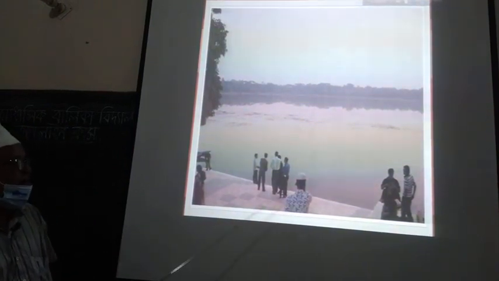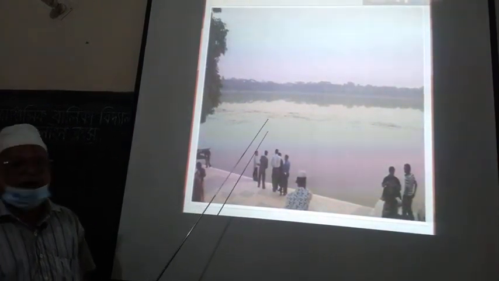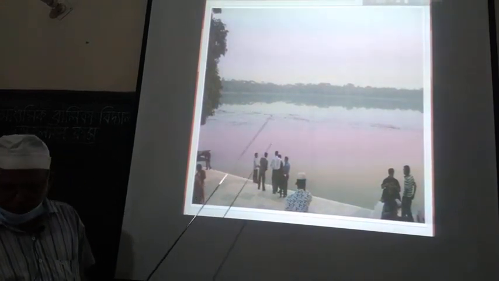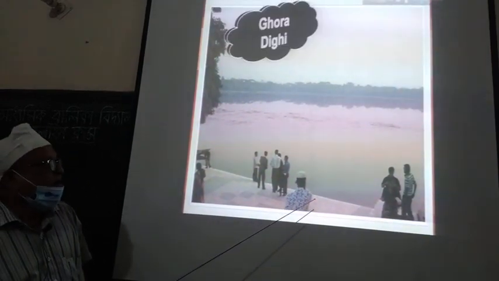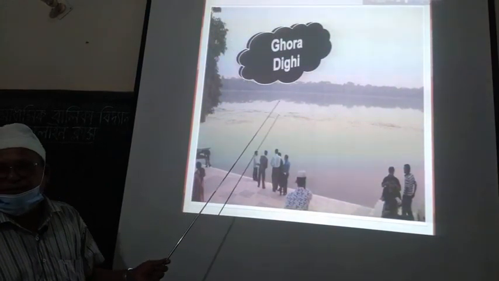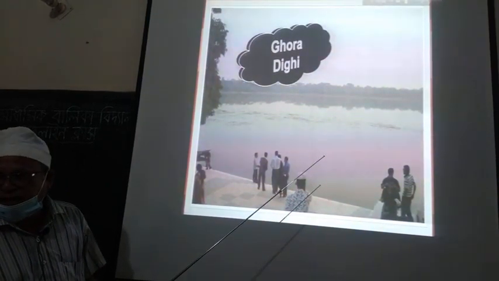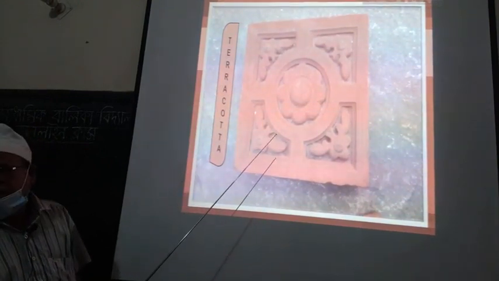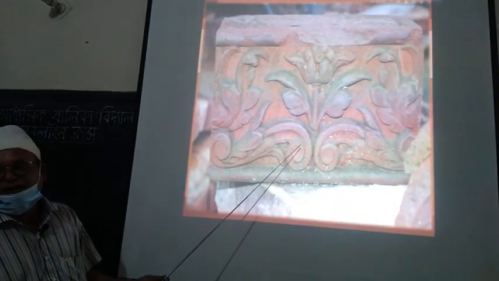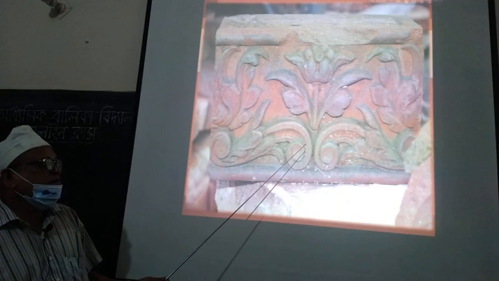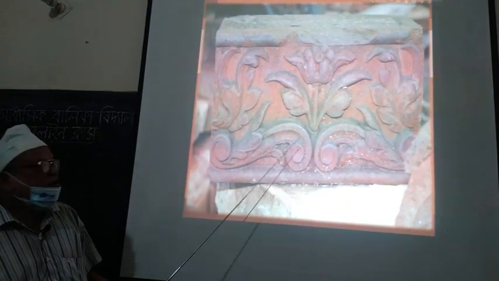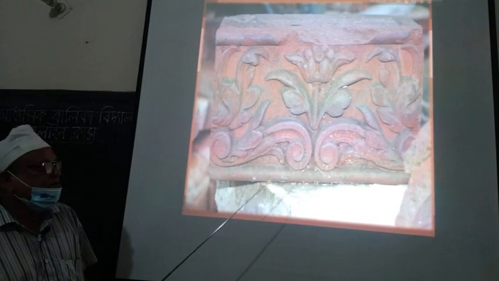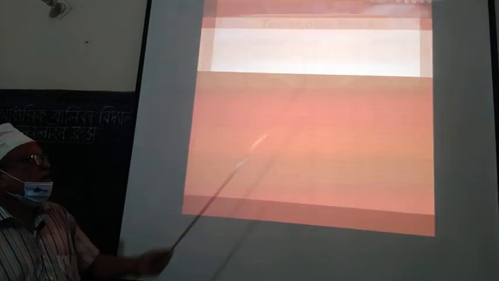Do you know what this is? What is the name of this pond? Its ancient name, Ghoda Digi. Now it is Khan Jahan Ali Digi. Next, it is terracotta flower and terracotta bridge. The terracotta designs on the bridge, so that it is called terracotta bridge.